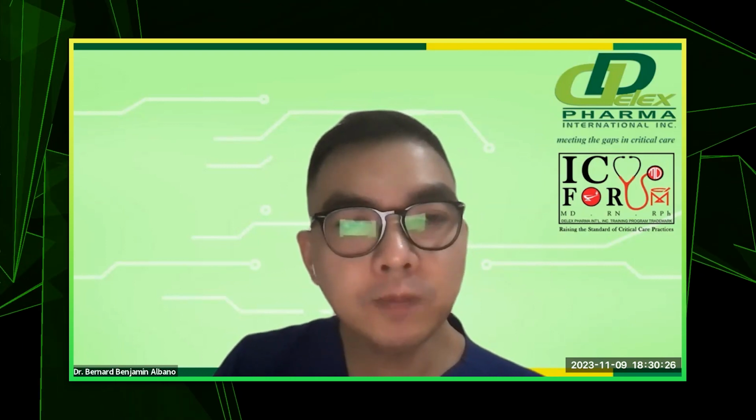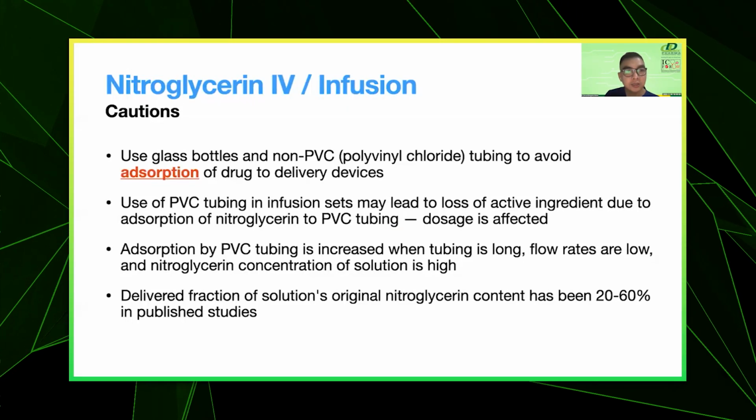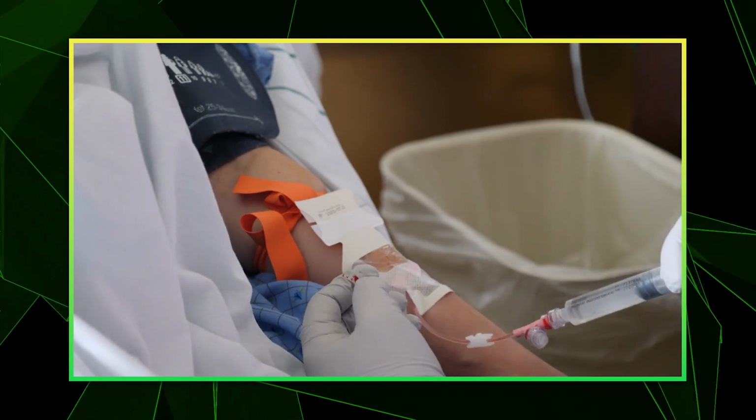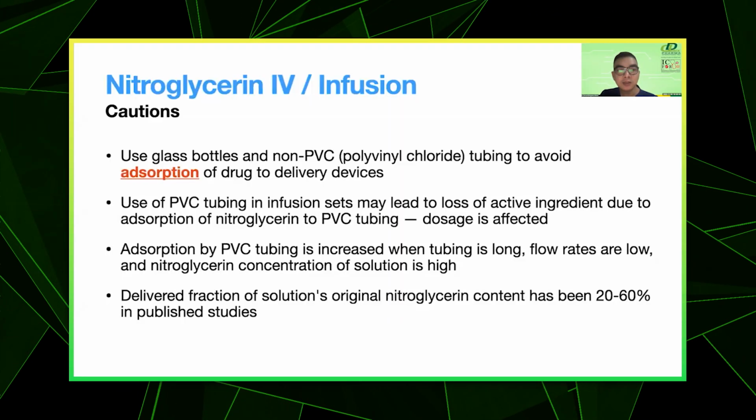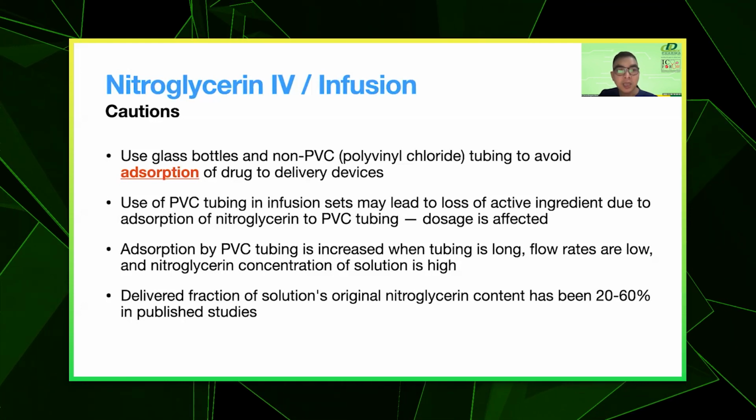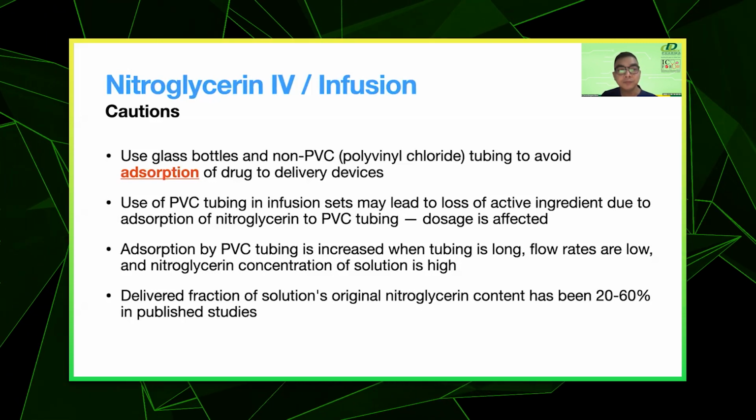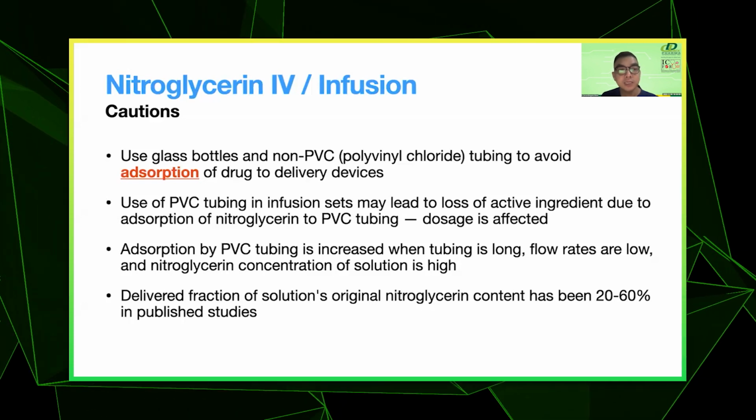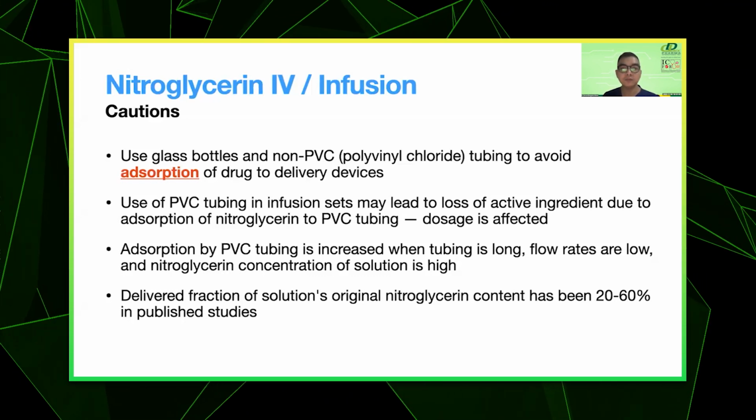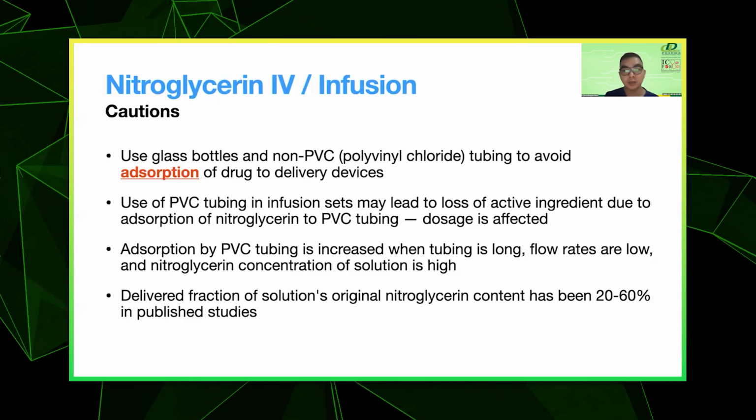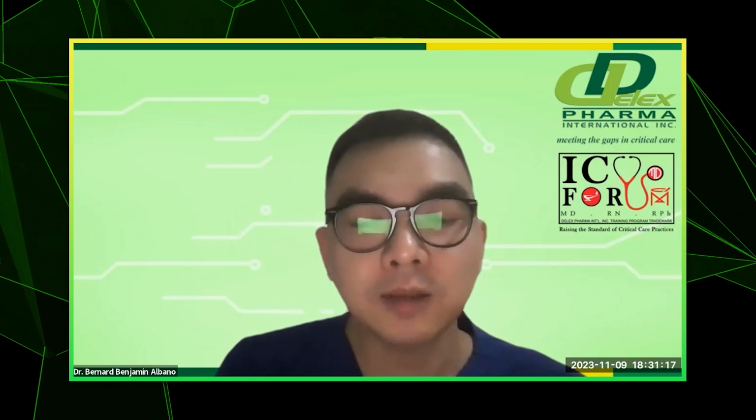Now, just a few important technical information about this medication. The use of glass bottles and non-PVC, or polyvinyl chloride, tubing is advised to avoid adsorption of the drug to delivery devices, because if we use PVC, as much as 40 to 50% of the drug is adsorbed, meaning it is attached to the tubing or the PVC container. So the use of PVC tubing in an infusion set may lead to loss of the active ingredient due to adsorption of the drug to the tubing. The implication of this is that the dosage is affected because of the adsorption of a certain percentage of the medication.